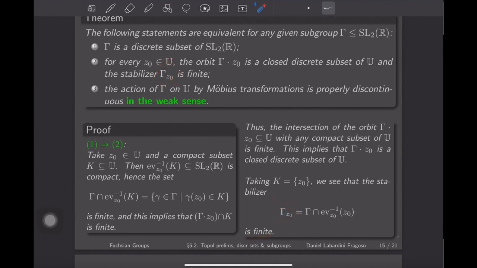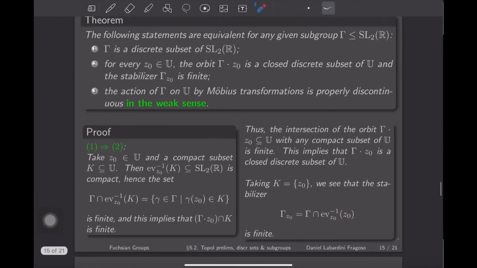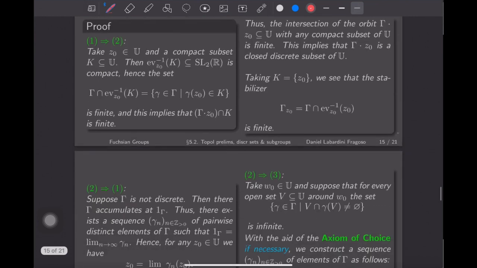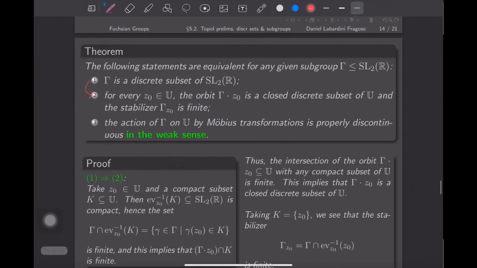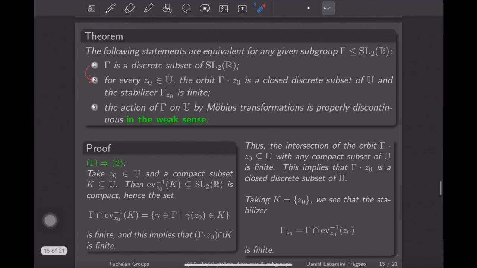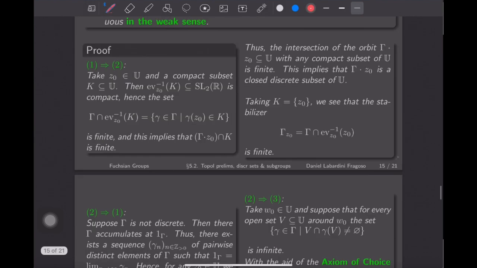Of course, the stabilizer in SL2R is homeomorphic to a circle. So this one is of course not finite, but this one is finite. Okay, and then that finishes the proof of 1 implies 2. Yeah, and then I'm going to prove 2 implies 1. So let me, right, 2 implies 1.